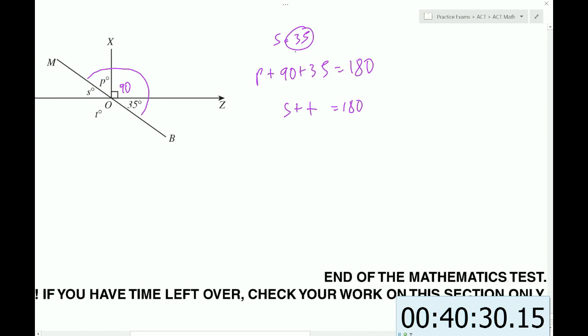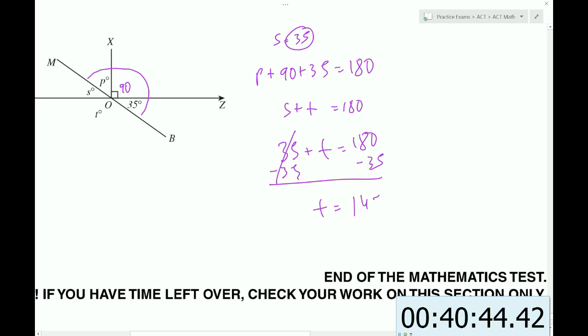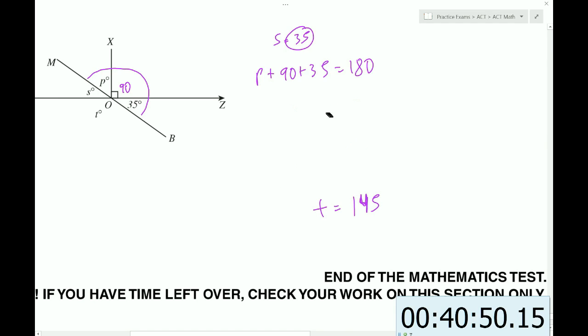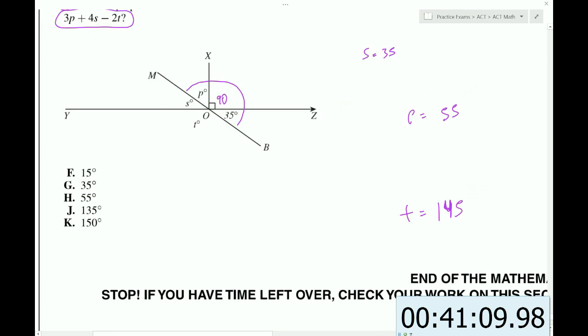So I plug 35 in for S. So that would go in the bottom equation. 35 plus T is 180. Subtract 35, and I can find T. So T is 145. All right. So now I've got S and I have T. And I could also find P. So subtract 90, and that makes this 90. And subtract 35, and that makes it 55. So P is 55.